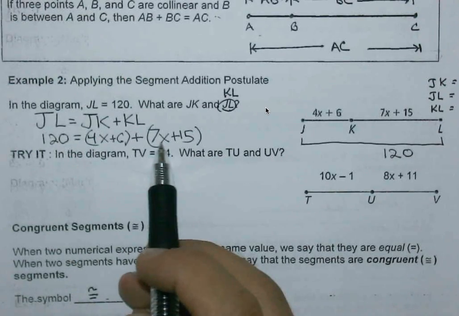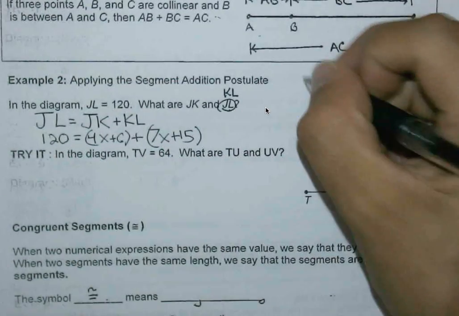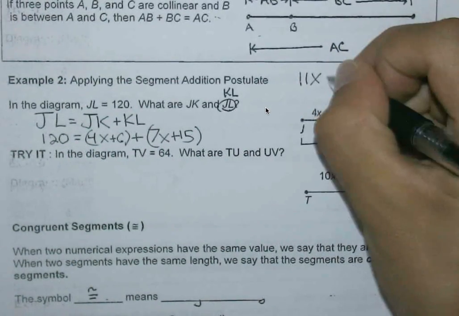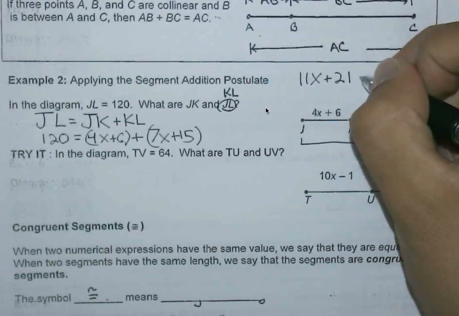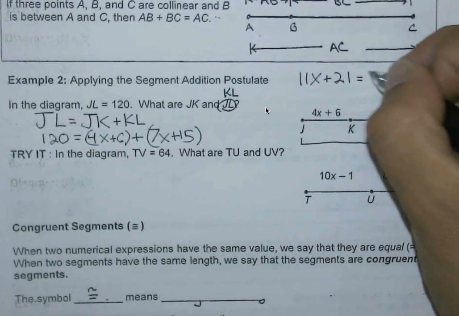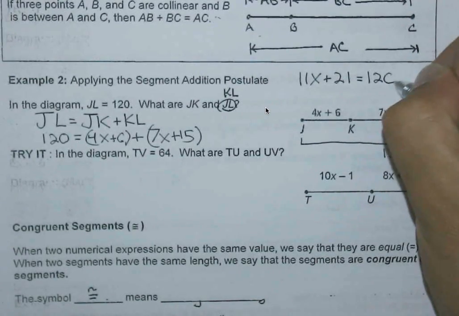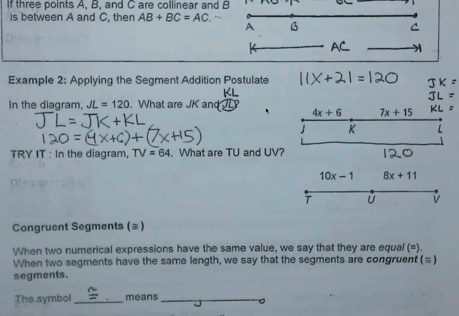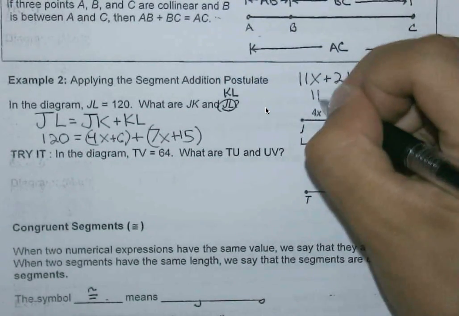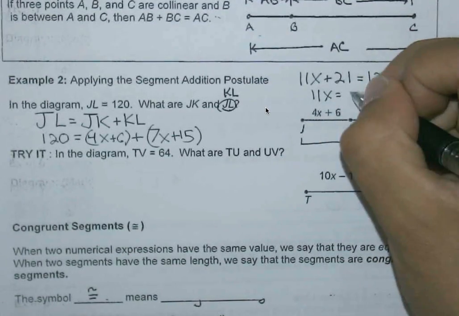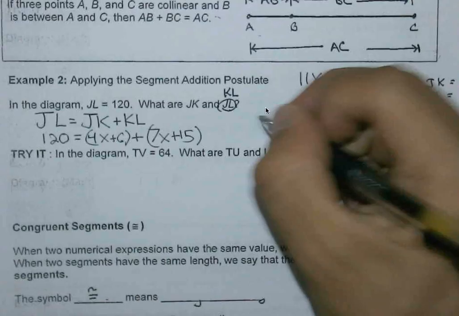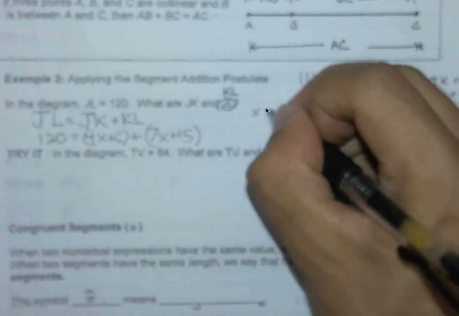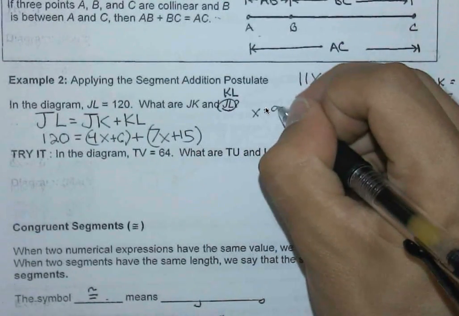Definitely the 7x and the 4x, getting us 11x. 6 and 15 gets us 21. So much fun. We can then take this further. 11x is going to be equal to 99. X is going to be equal to 11. Psych, x is equal to 9.